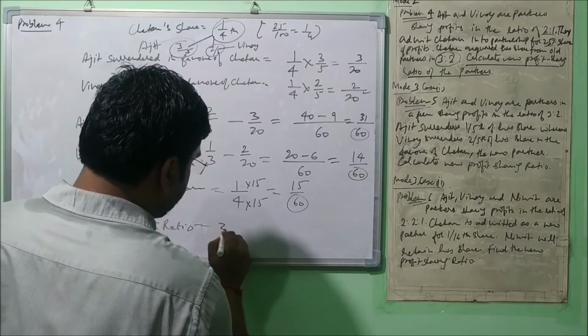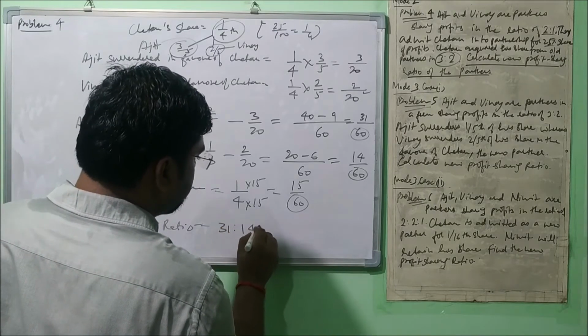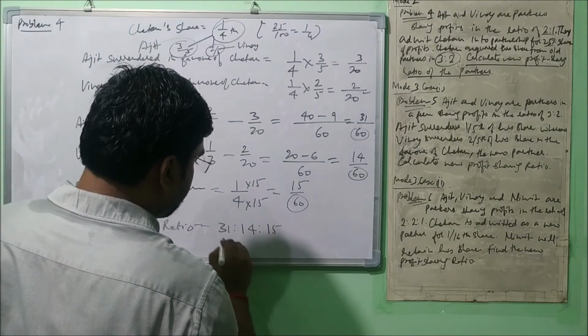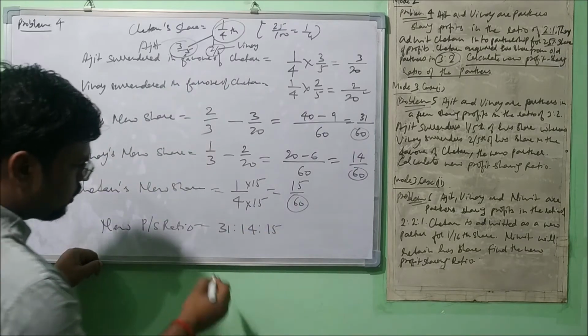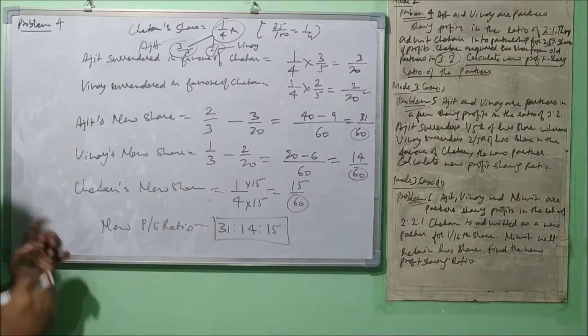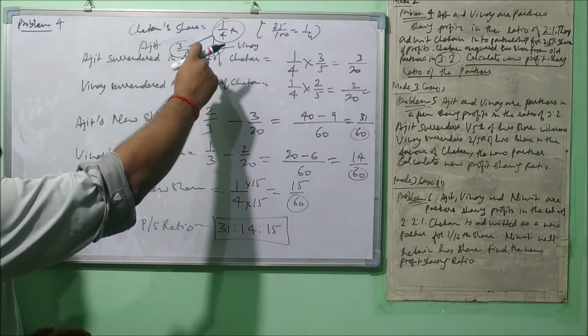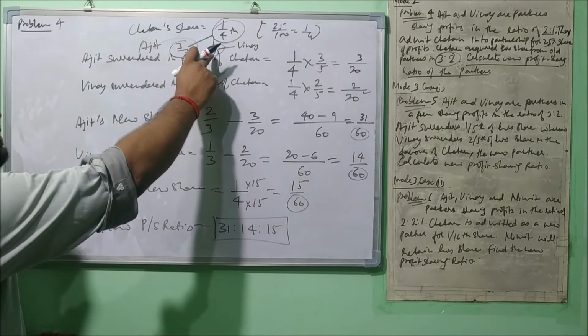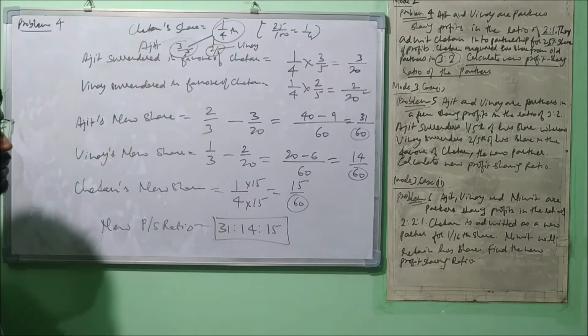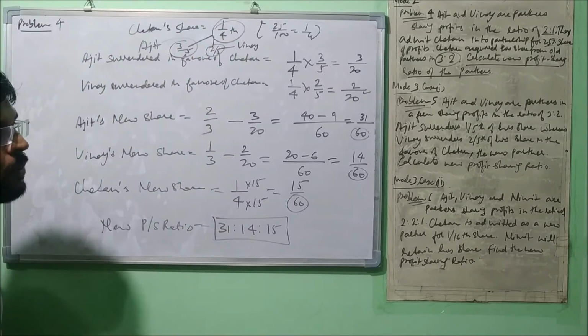That is 31:14:15. We cannot shorten it further. So that is our final ratio. This is the situation. We will have to focus here because these two ratios have been divided out of his share. So we have to be very particular about this question.